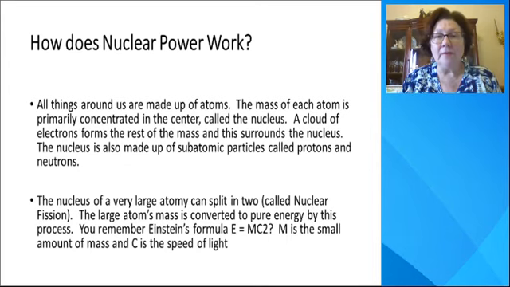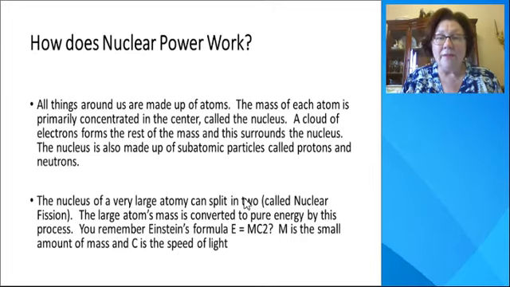So how does nuclear power work? Just as a simplistic explanation, if you think about all things around us are made up of atoms. The mass of each atom is primarily concentrated in the center, called the nucleus. A cloud of electrons forms the rest of this mass and surrounds the nucleus. The nucleus is also made up of subatomic particles called protons and neutrons.